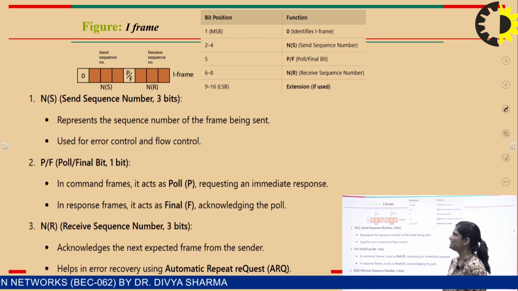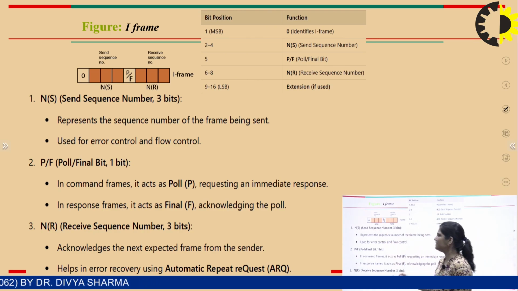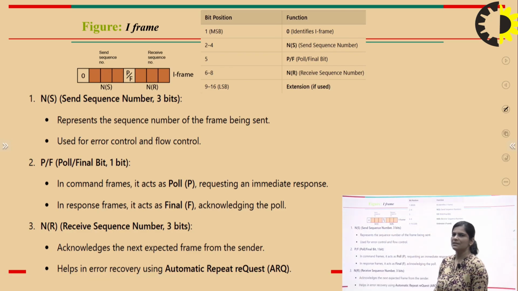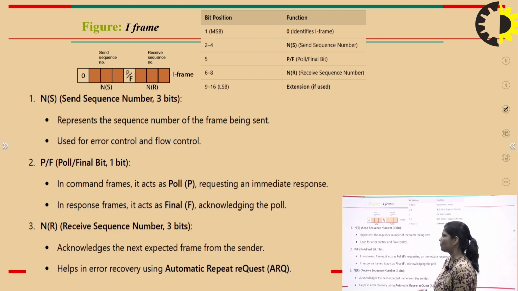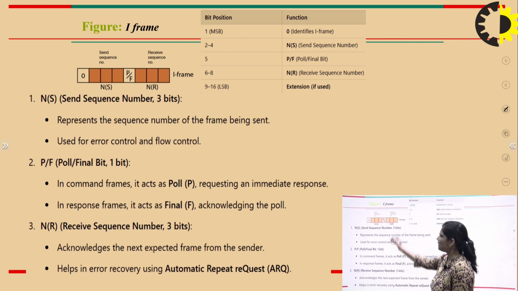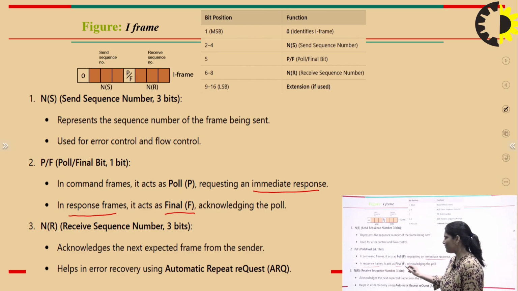Now here first we will discuss the I frame. First, this send sequence number. This is 3 bits and it represents the sequence number of the frame which is being sent. This send sequence number is used for error control and flow control. Now P/F is 1 bit, and in command frames it acts as a poll, P, requesting an immediate response. And in response frames it acts as a final, F, acknowledging the poll.